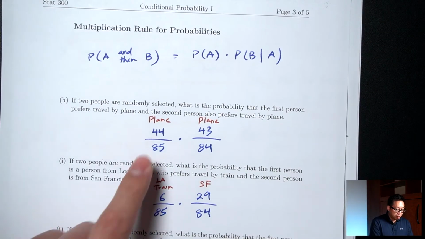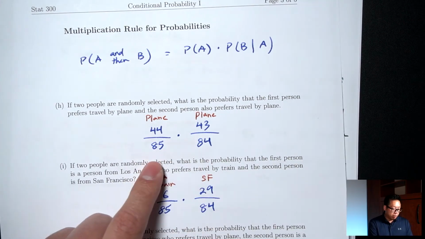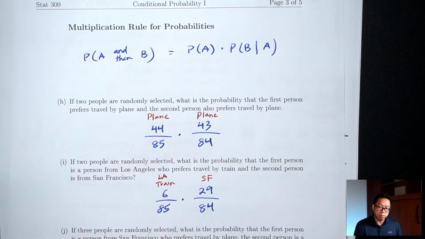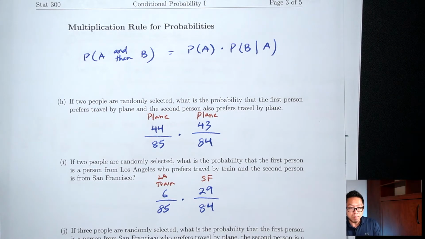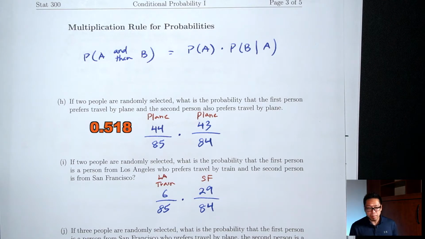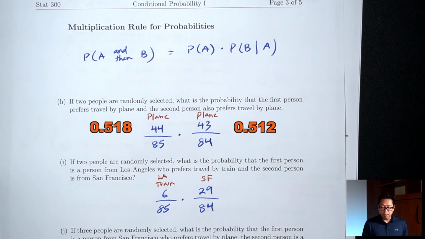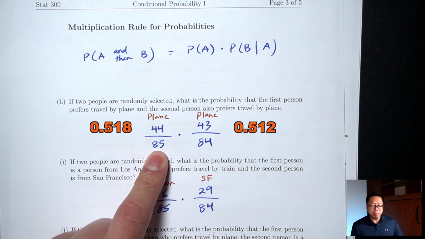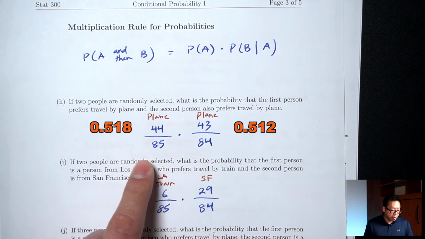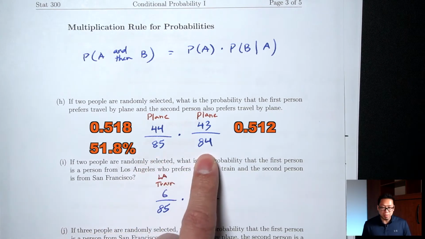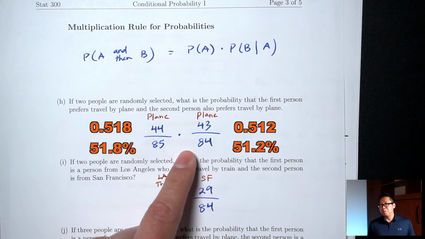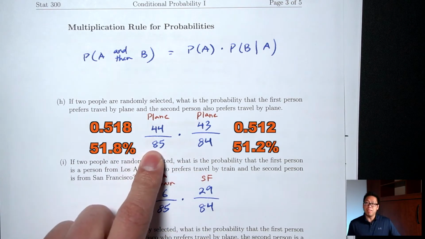So let's take a look at these two probabilities and let's actually find them. The first one, 44 over 85. So 44 divided by 85 is 0.518. The second probability, 43 divided by 84, is 0.512. Now, they're different, but they're pretty close. 51.8% versus 51.2%. Pretty close. And that's with a total of 85 people.